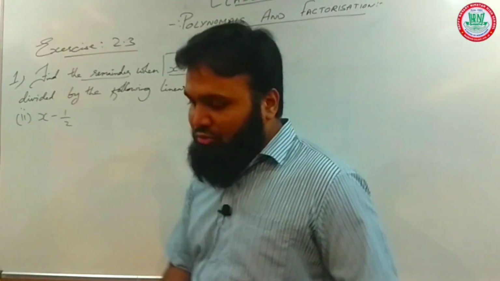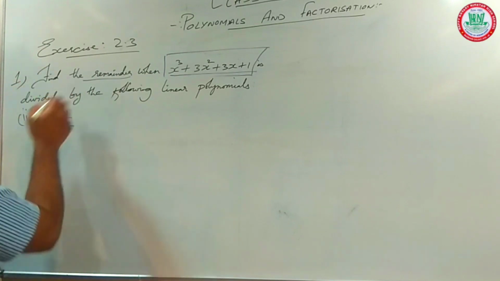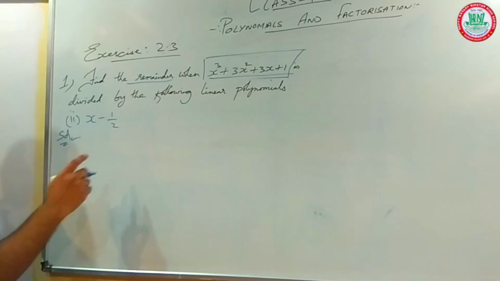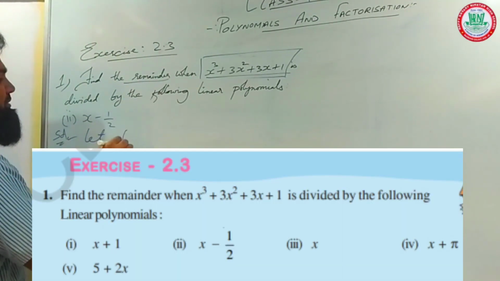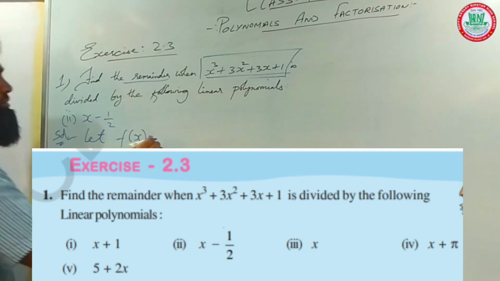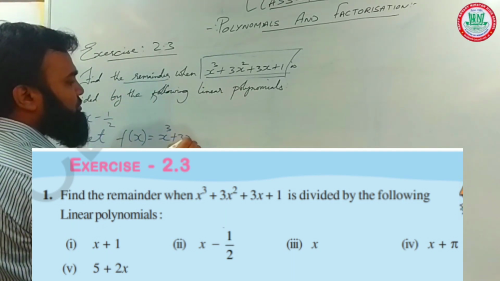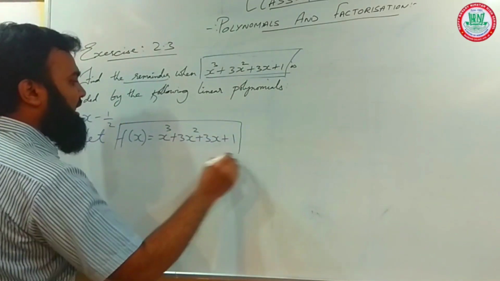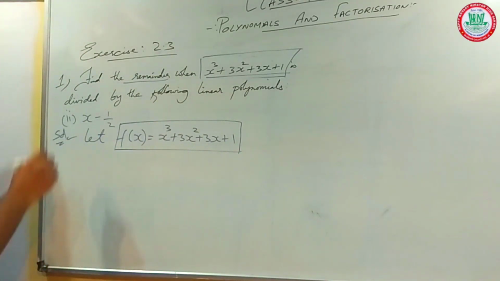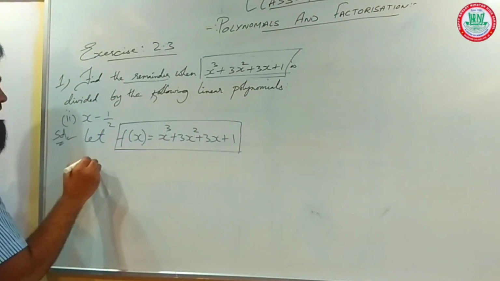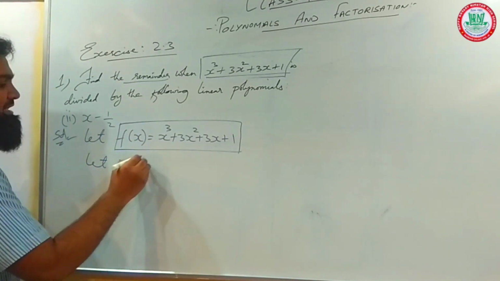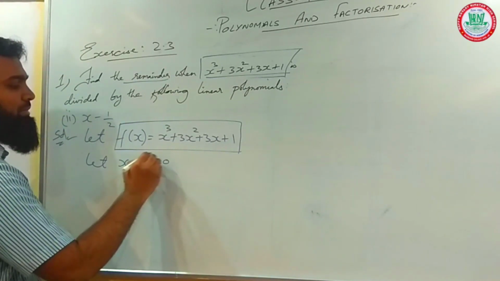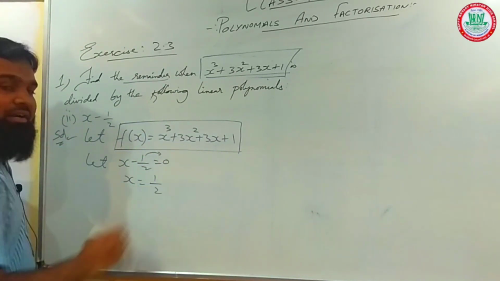Now x minus 1 by 2. We have to take the same thing for this and solve. Find the remainder. We need to find the remainder when the polynomial is given. First step: let f of x is equal to x cube plus 3x square plus 3x plus 1. This we will highlight. Now divided by the following linear polynomial, which polynomial? Let x minus 1 by 2 is equal to 0. So x is equal to 1 by 2, as minus 1 by 2 goes outside and becomes plus 1 by 2.